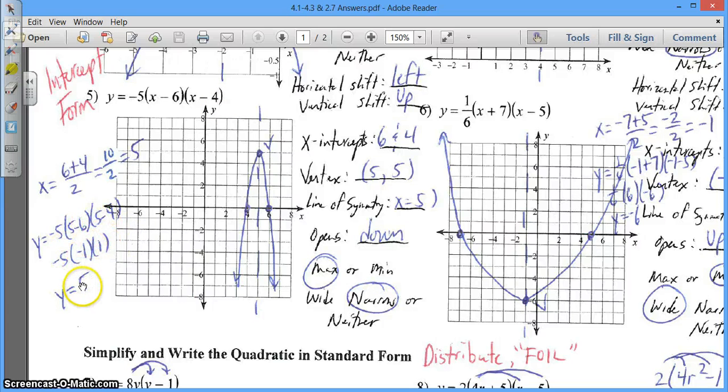Do those operations, we get 5. That would be the y of the vertex. So I plot that, connect those points. This opens down. So since it opens down, it's a maximum. And that 5 there makes it a very narrow graph. And you can see by the graph. That is exactly what you do for number 6.